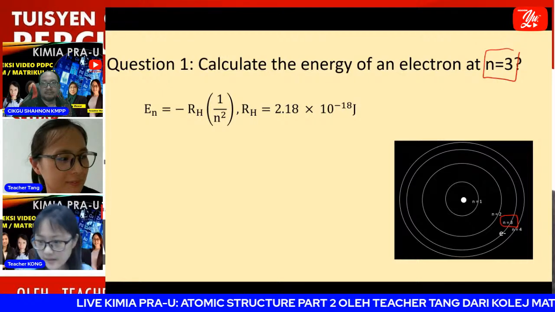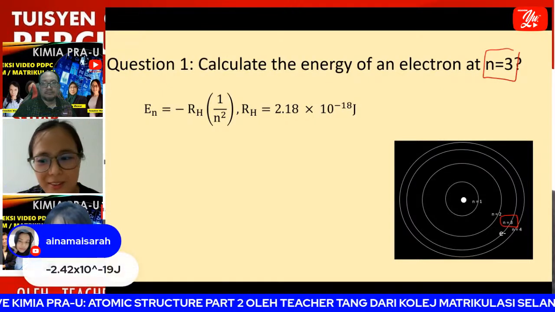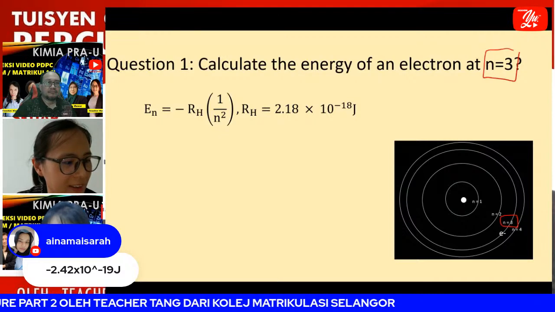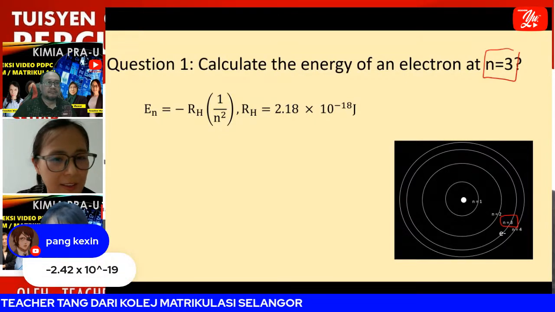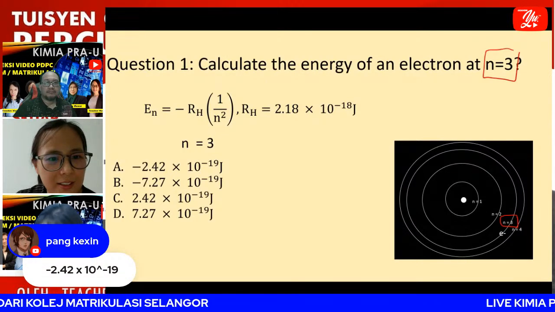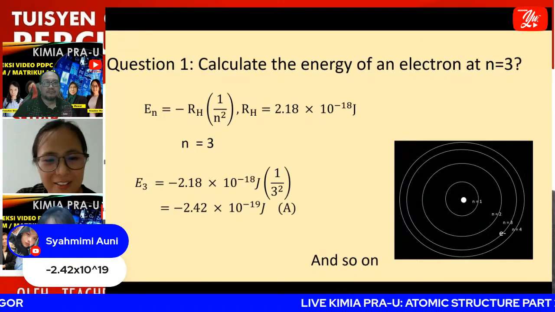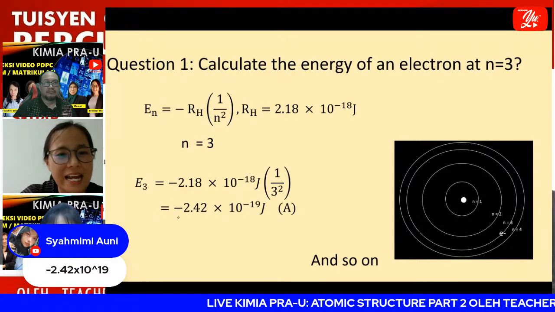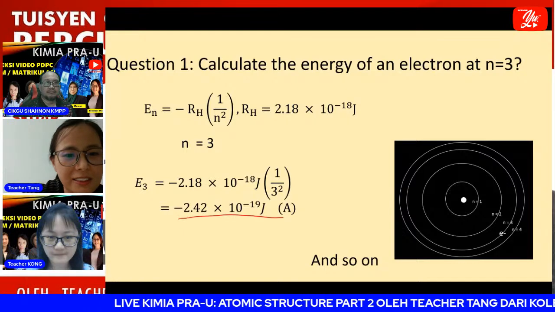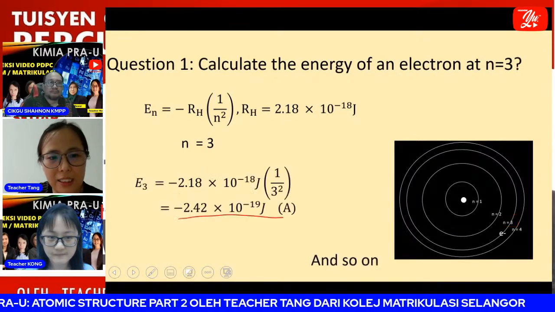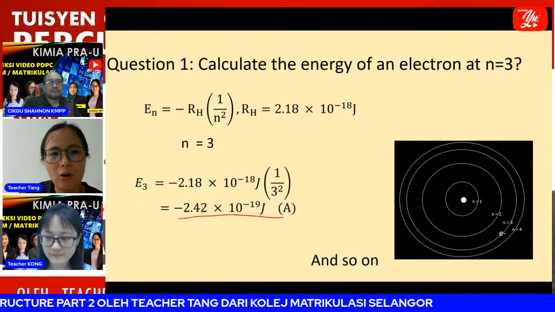Yes. Okay. Aina Maisara: negative 2.42 times 10 to the power of negative 19 joule. Pang Kersin is giving the same answer. Shamimi Auni is also giving the same answer. Okay, so that is A. So negative 2.42 times 10 to the power of negative 19 joule. Okay, very good.